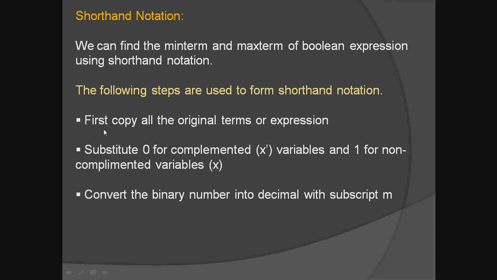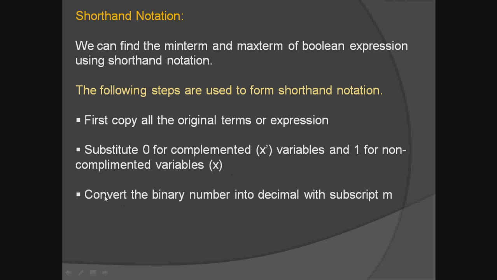So the following steps are used to form the shorthand notation. First we copy the original Boolean expression as it is. Then we substitute 0 for the complemented variable, for example if the variable is x complement, then we replace it with 0. But if the variable is not complemented, then we replace it with 1.